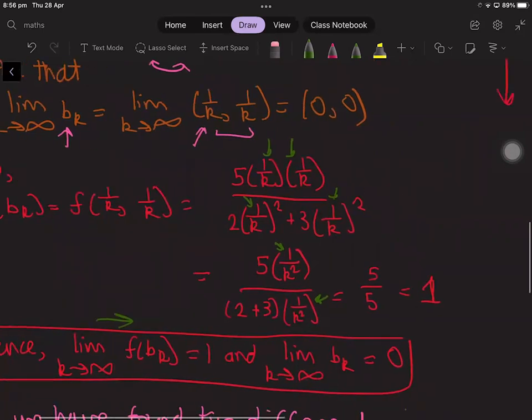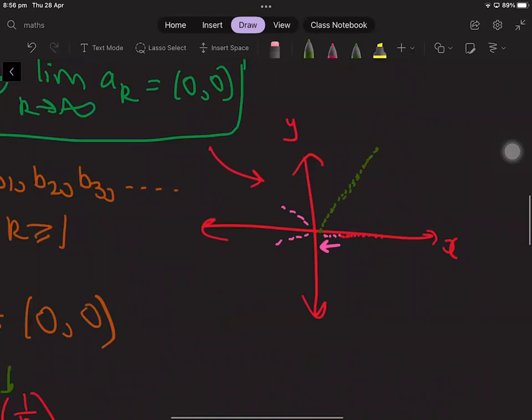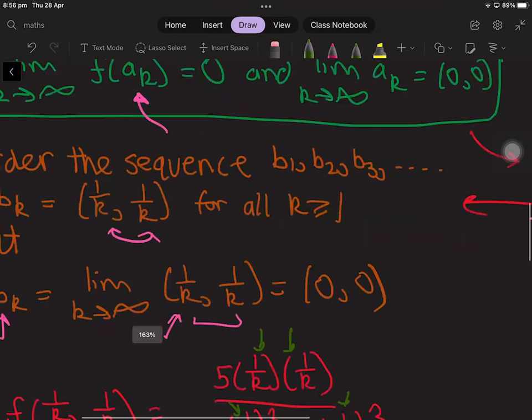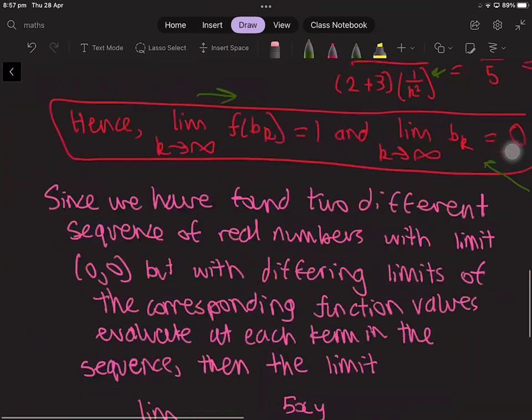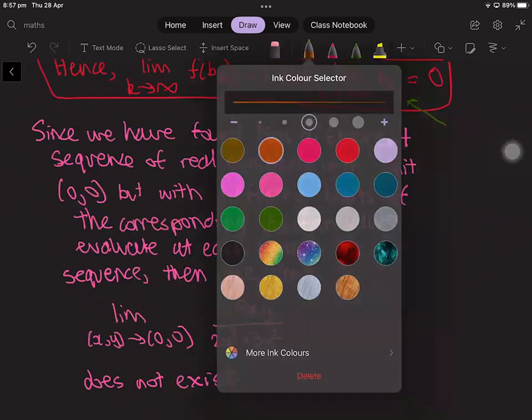And we also recall from earlier that the limit of the b's is 0. On this green line over here, f will always be 1, but for these red points over here, f of ak will be 0. So we approach the origin from two different directions, and the two limits are different for the f's. That means we can finally conclude that the limit of f of xy does not exist.